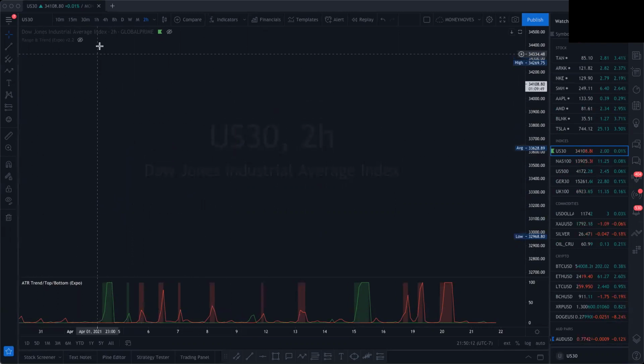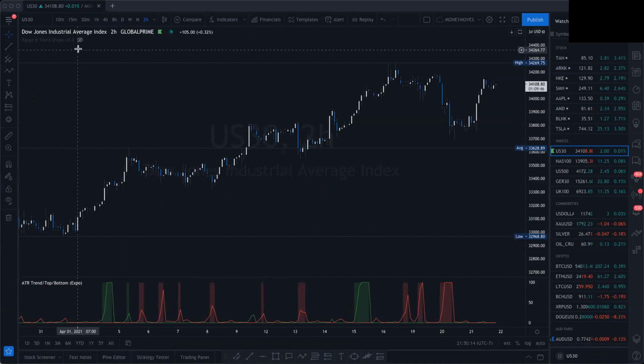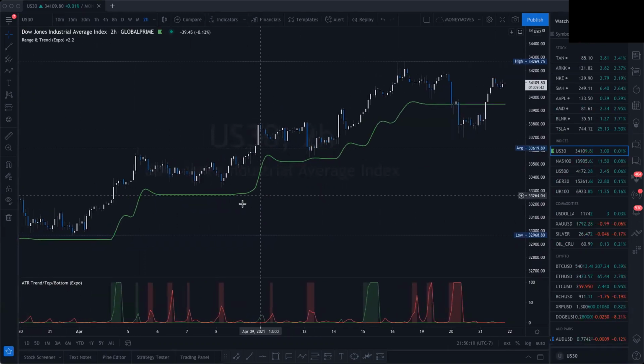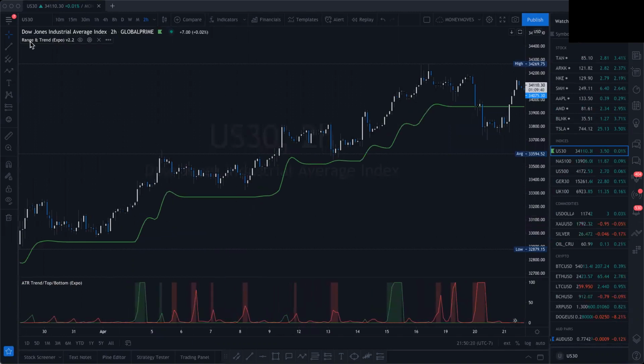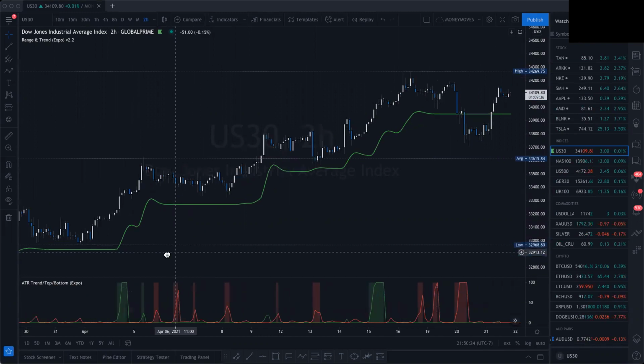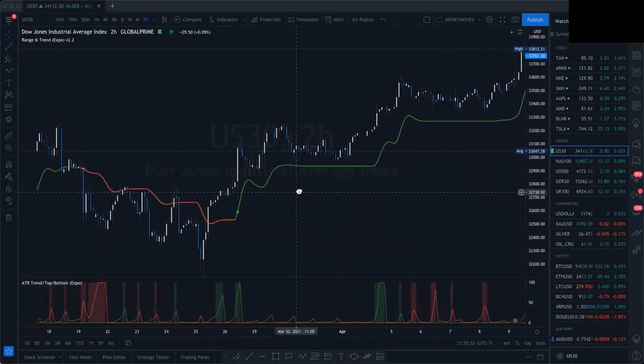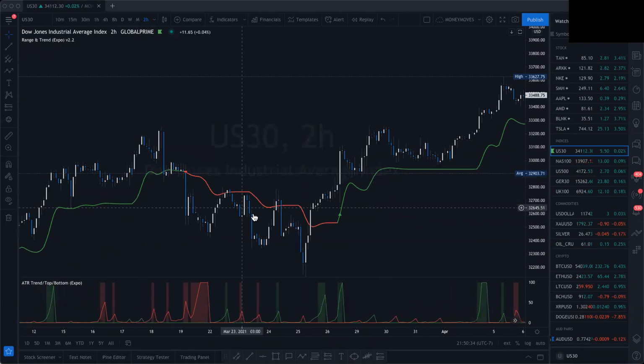So let me get rid of this and put back the indicators on the chart, right? So here with the range and trend expo, and here we have the ATR trend top and bottom. Now we have the moving average that basically tells us we're in an uptrend when it's green. When it's red, it is in a downtrend, right?